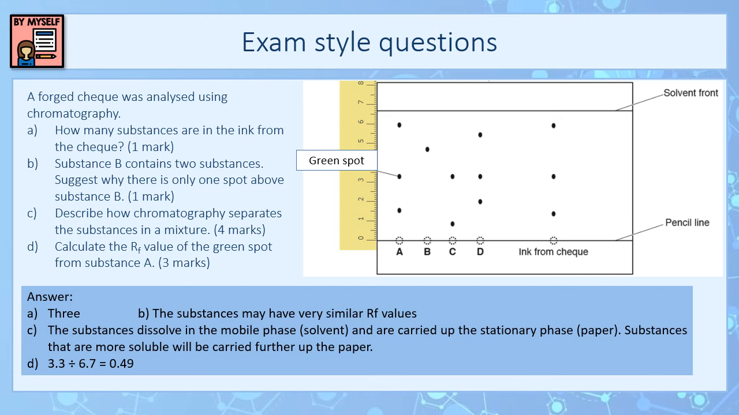And the final question, part D, you should have measured the distance moved by the spot as 3.3 and the distance moved by the solvent front as 6.7. When I do 3.3 divided by 6.7, I get an answer of 0.49. You might have read those numbers as something very slightly different. For example, you might have read as 3.2 or 3.4. As long as you've got around that answer, that will be absolutely fine. It's putting those numbers into the calculation that is important here.